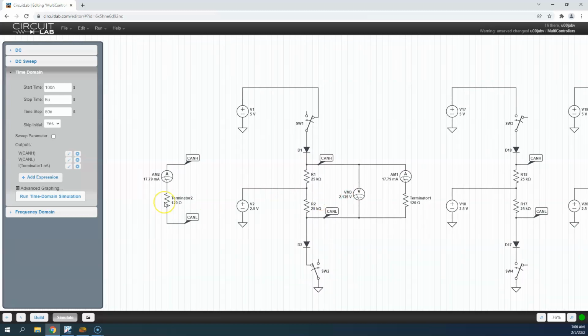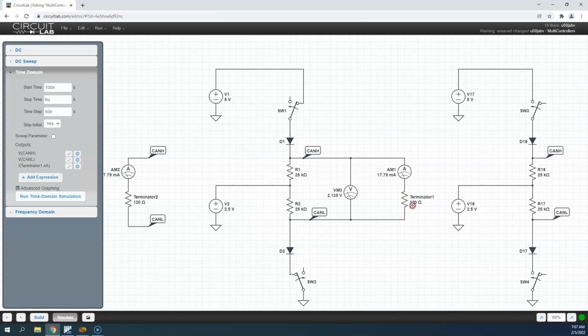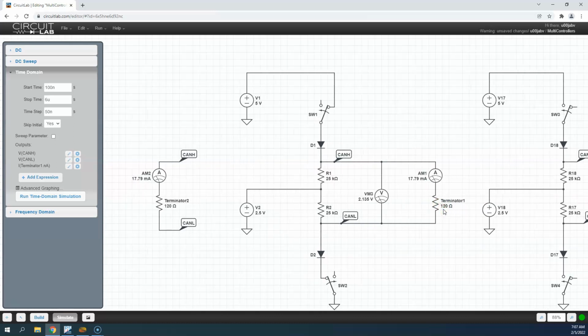Because the terminators are in parallel, and that's assuming we've negated the wire resistance, there's no resistance in the wire. We're going to say these are perfect wires with no resistance, no impedance. In this case, these are resistors in the simulation which are exactly the same value. If they were a little different value, the currents would be different, but because they're identical, we have the same current flowing through this other 120 ohm resistor.